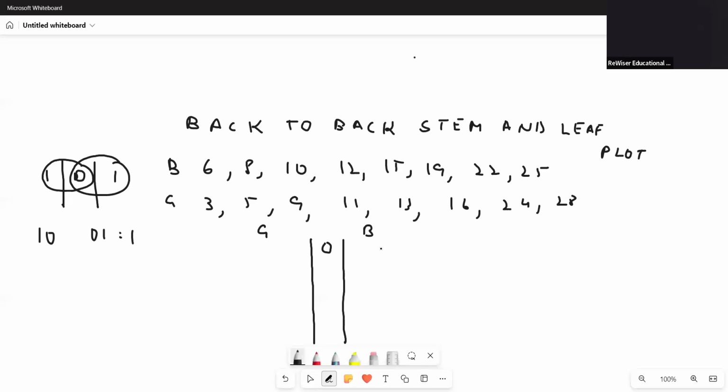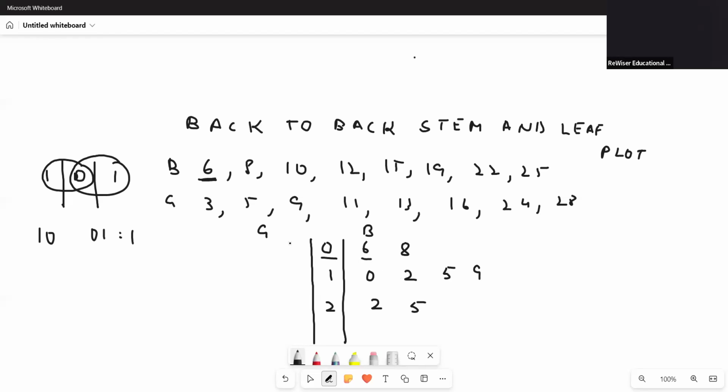First I'm writing for boys: 0, 6, and the key tells us that it's 6. So I can say 0, 8, and I can write 1 here. So for 10, I can write this is 2, this is 5, this is 9. I can put 2 here. So that literally means this is 22 and that's 25.